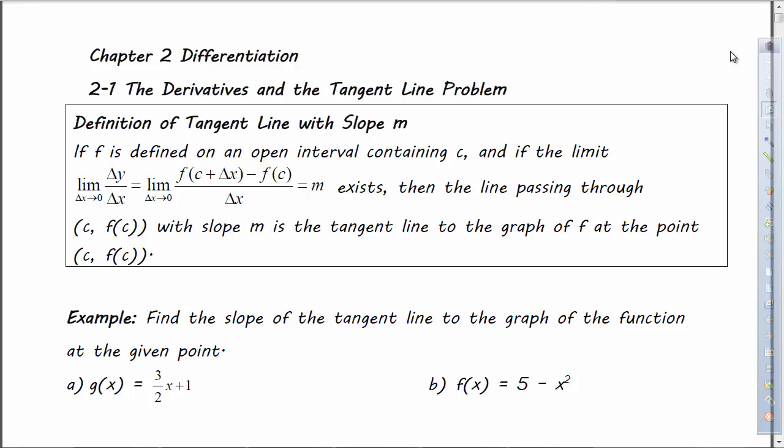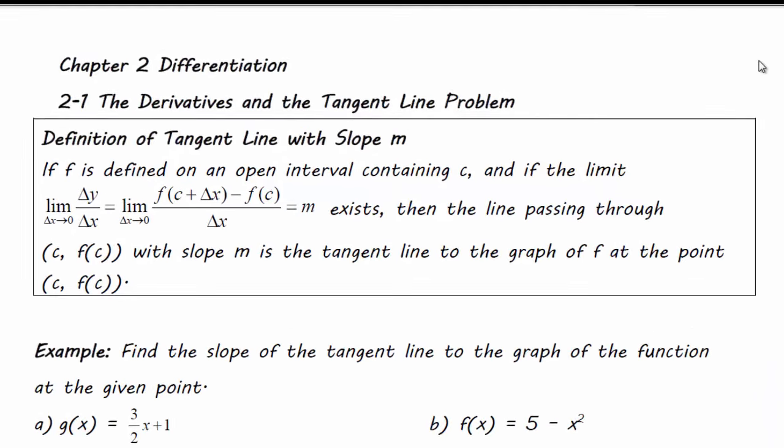Now, in this chapter, of course, we're going to be talking about differentiation. We'll find out what that is. And we're going to be looking at, in this section, the derivatives and the tangent line problem. Okay, so we'll start with the definition of tangent line with a slope of m.